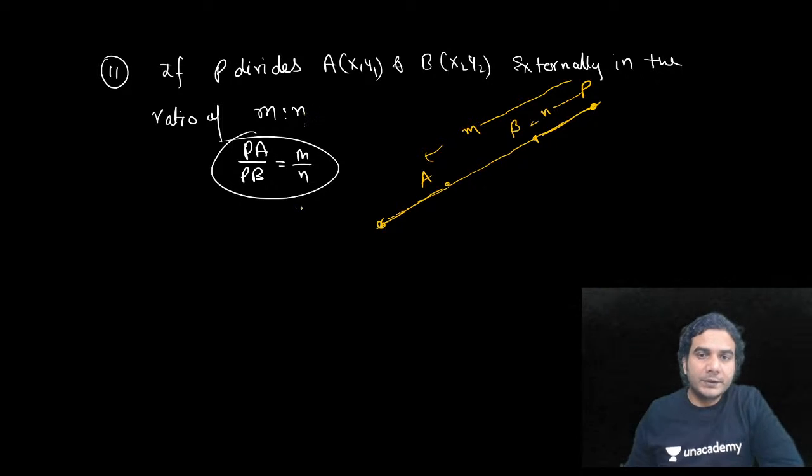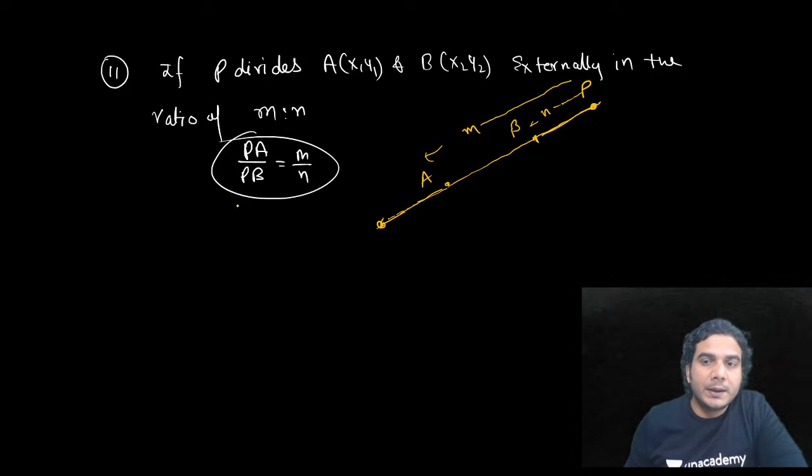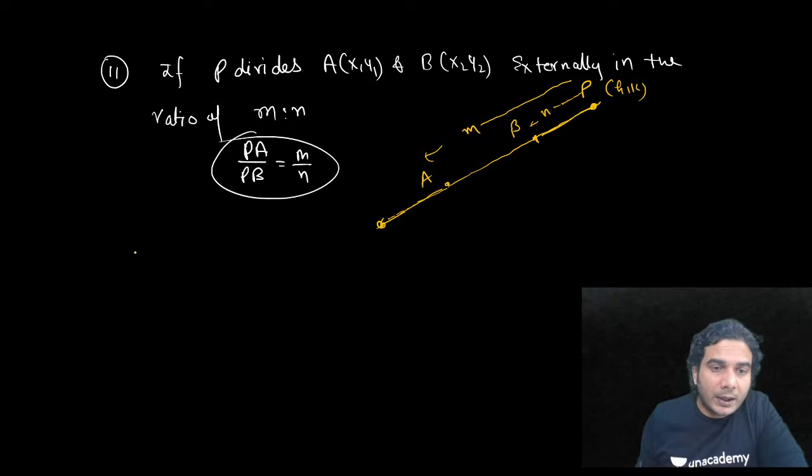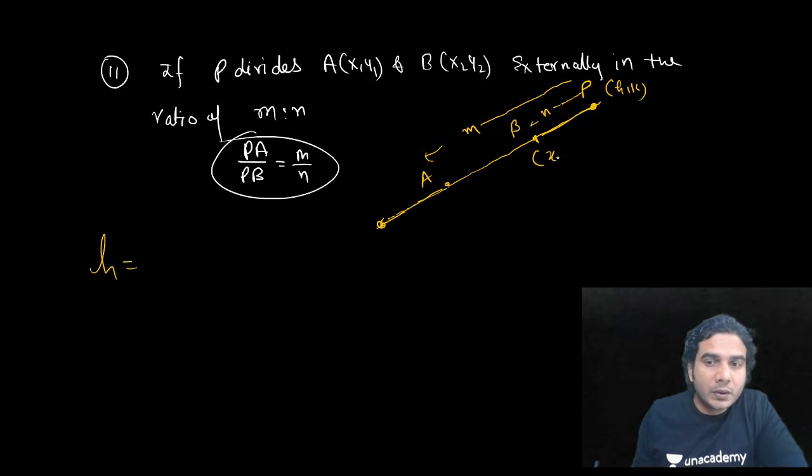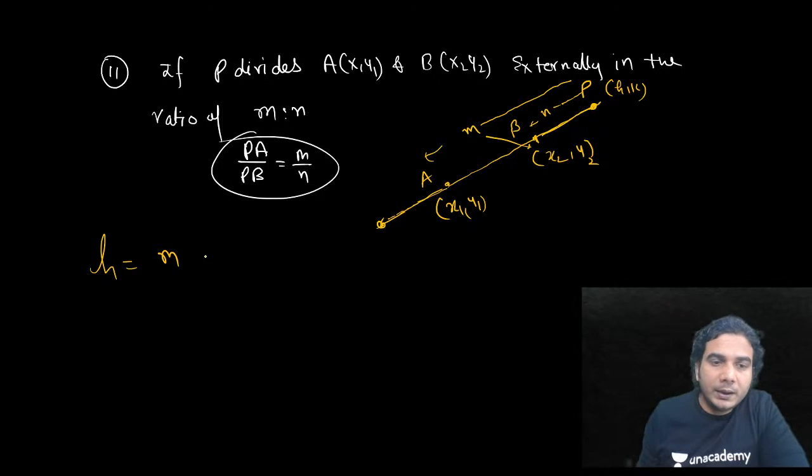All right. So what is the formula? Formula is that if you apply section, let's take P as H comma K. So in this case, what is going to happen? H is going to be, the formula is very similar. It is m times x coordinate of point B minus n times x coordinate of point A. Okay, it is very similar. The sign between these two terms has changed. Divided by m minus n.